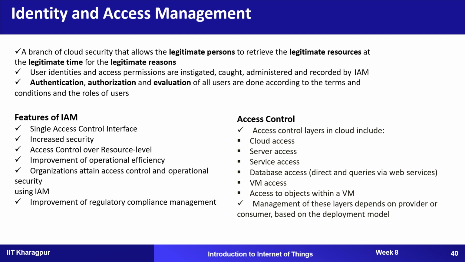Now, identity and access management. It is a branch of cloud security that allows the legitimate person to retrieve the legitimate resources at the legitimate time for the legitimate reason. The user identities and access permissions are instigated, captured, administrated and recorded by IAM. Then authentication, authorization, and evaluation of all the users are done according to the terms and conditions and the roles of the users.